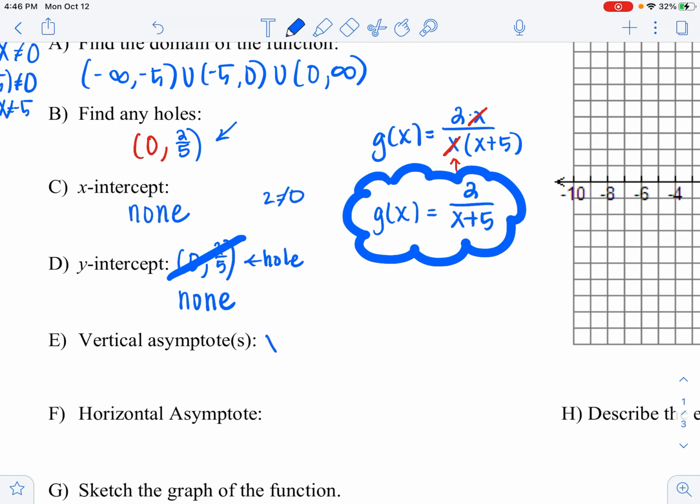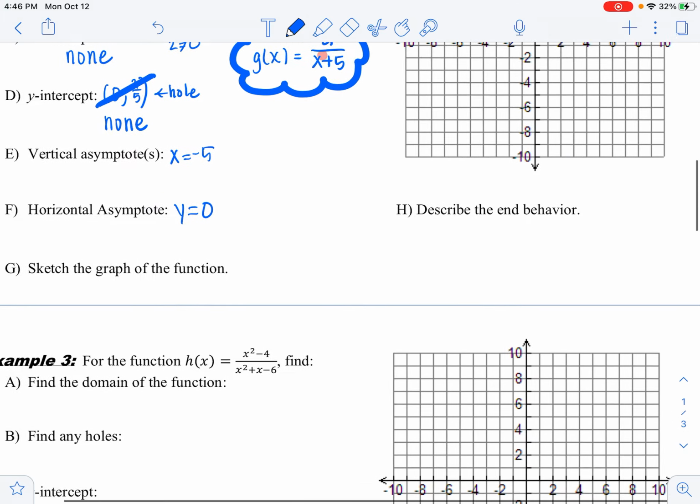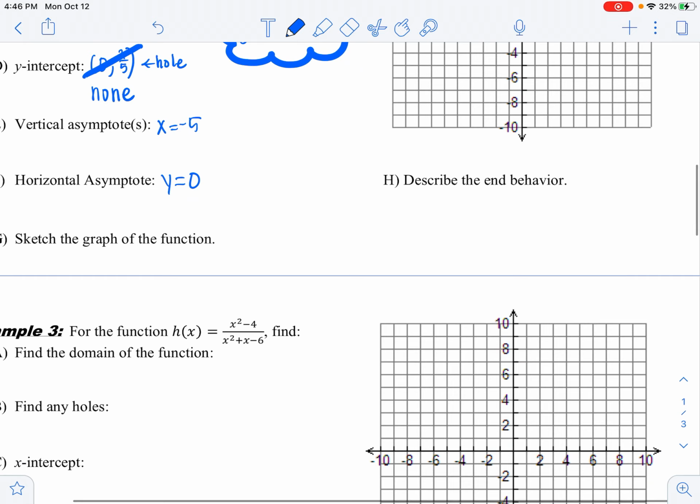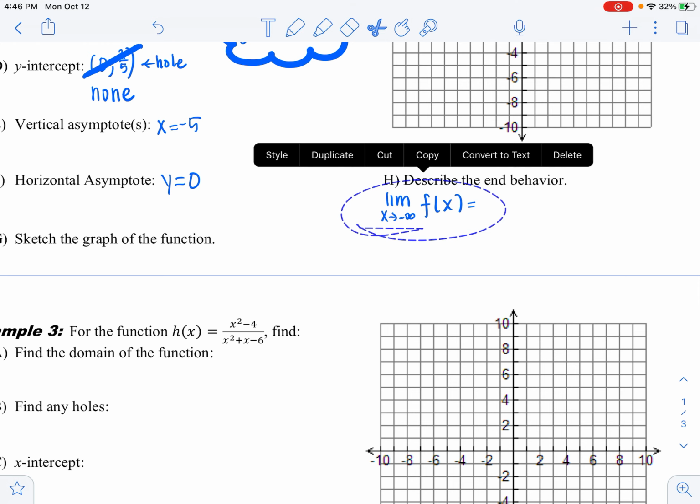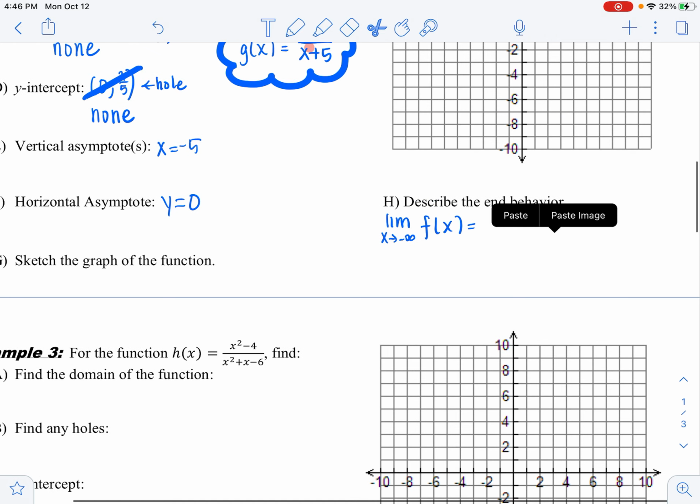Vertical asymptote, set your denominator equal to 0 and solve. You get x equals -5. Horizontal asymptote, compare your degrees. Your degree in the denominator is bigger, so y equals 0. And then once again, I can do end behavior right now. I can paste, yes. I'm going to put this one here too, paste, yes.